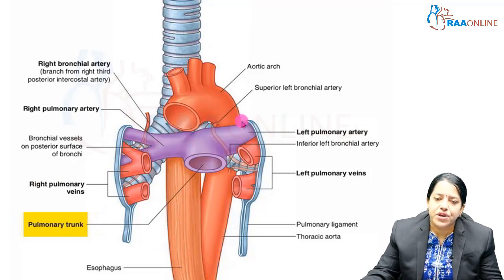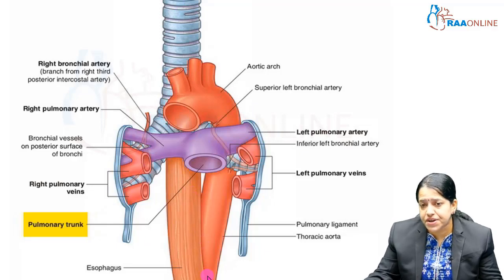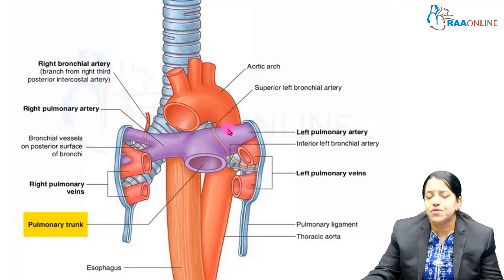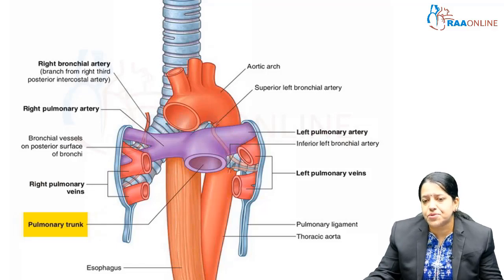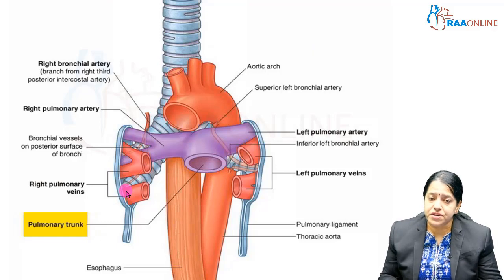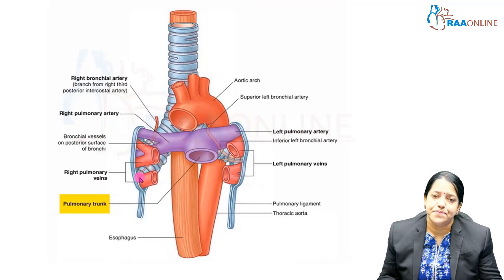So the arch of aorta begins here, and then the pulmonary trunk is also dividing. The trachea is also dividing into the right and the left bronchus. Then the esophagus you can see is continuing into the posterior mediastinum. The descending aorta is also beginning from here and continuing into the posterior mediastinum. So these are the structures which are visible when we do the dissection of the posterior mediastinum.